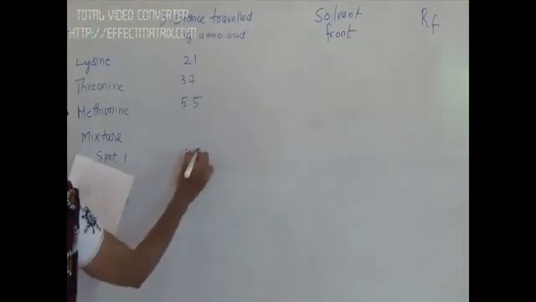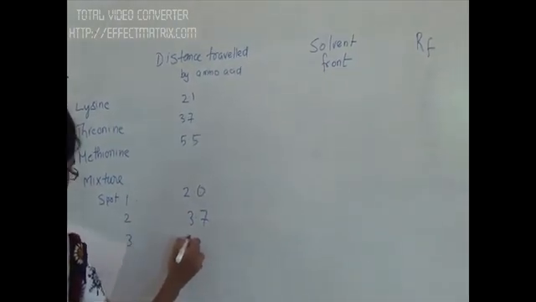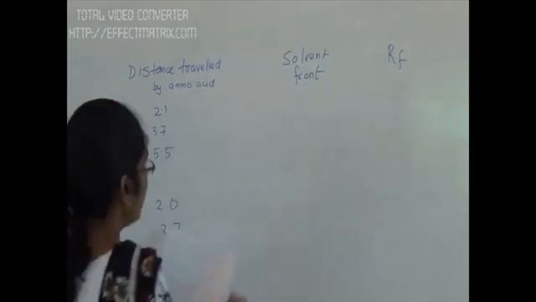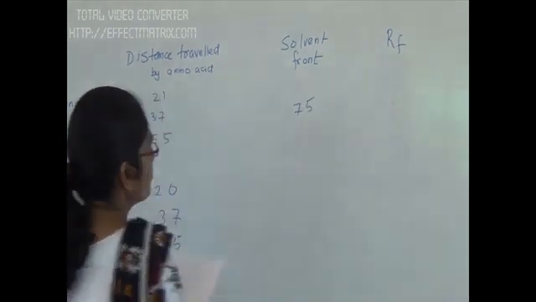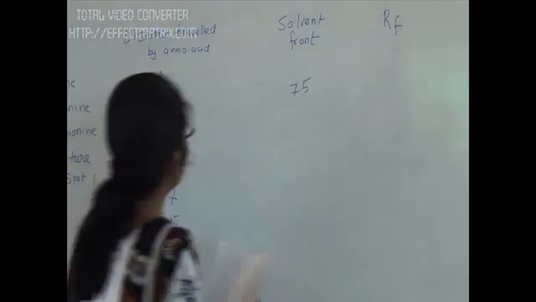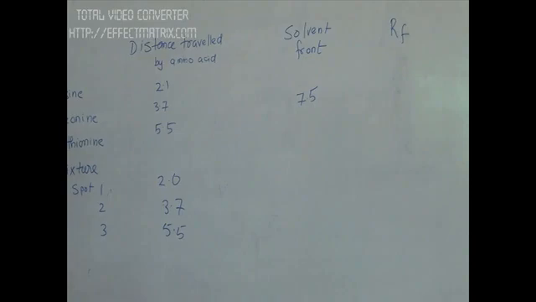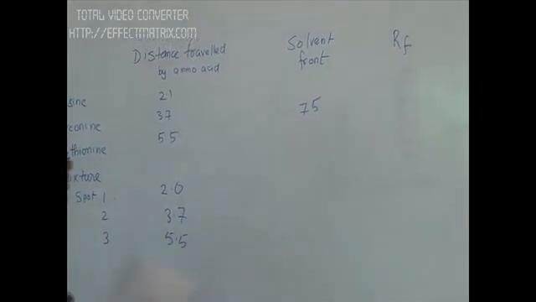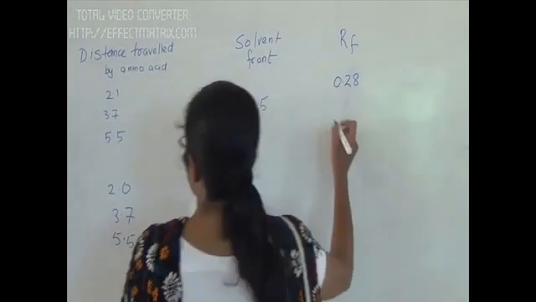in the mixture, spot number 1 is 2.1, spot number 2 it is 3.7 and spot number 3 it is 5.5. The solvent front is 7.5. Now we'll calculate the RF value, that is the ratio of the distance traveled by the amino acid to the distance traveled by the solvent front. So if we divide 2.1 by 7.5, we'll get 0.28 for lysine.